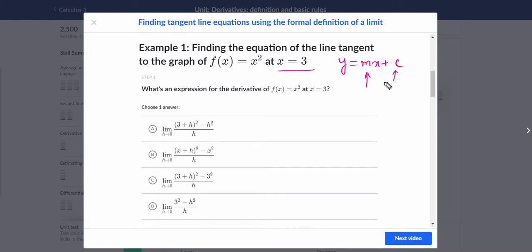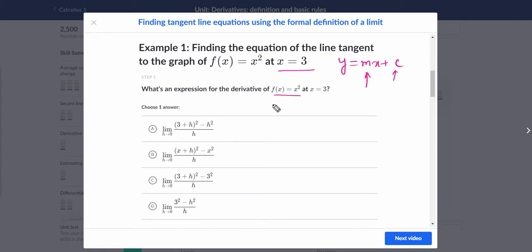In order to work out the gradient, as I've just told you, gradient is just taking the derivative. So we will take the derivative with the first principle. So in the first step, it says what's an expression for the derivative of f of x square. So f of x is equal to x square at x is equal to 3.